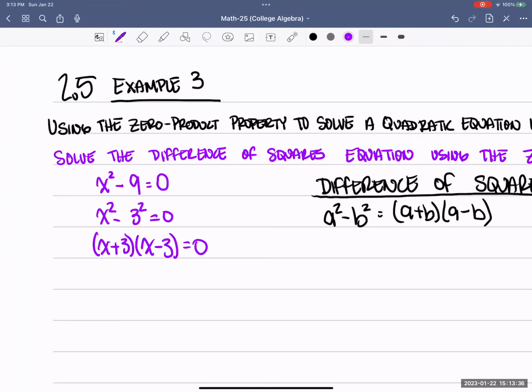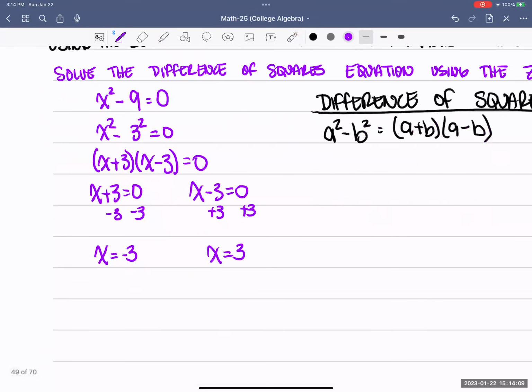And just as we have been doing with the zero product property, we could separate those two. The product of these two values will equal 0 when this first part equals 0 and also when the second part equals 0. So we have x plus 3 equals 0 and also x minus 3 equals 0. Subtract 3 from both sides on this part. We have x is equal to -3. Add 3 to both sides on this part. x is equal to +3. All together, we have x is equal to -3 and 3.